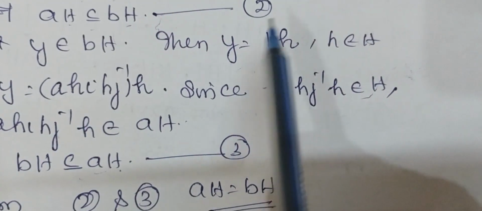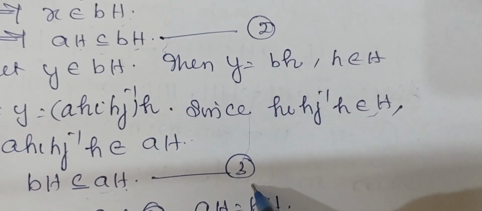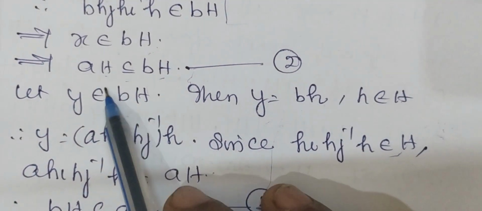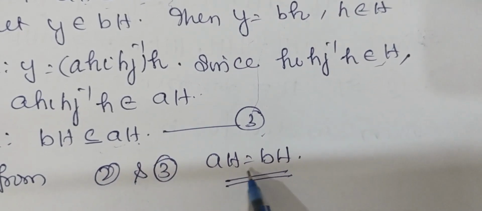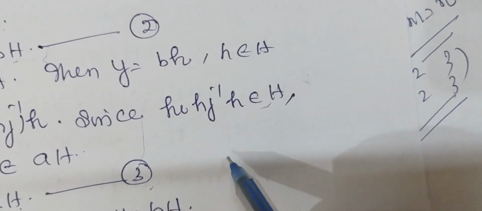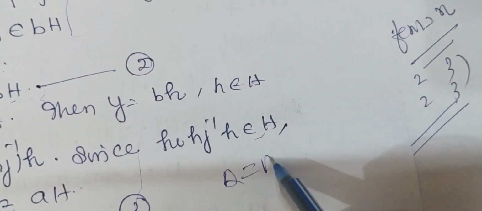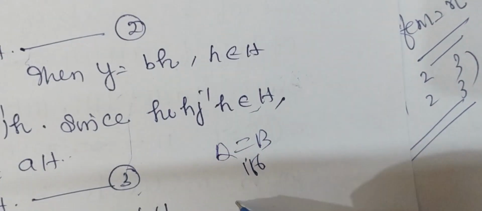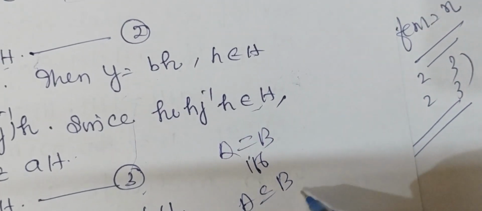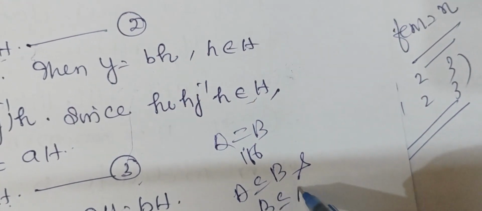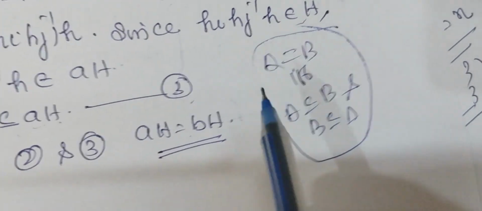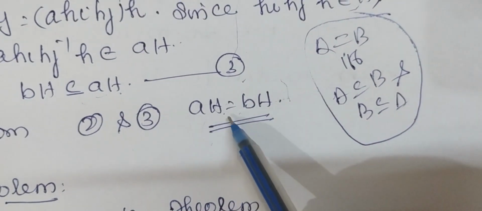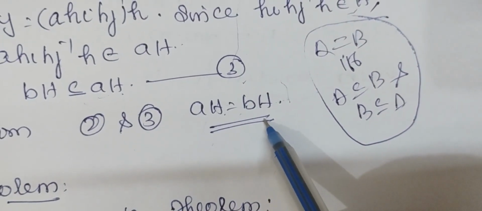That means from these two equations, 2 and 3, aH is contained in bH, and bH is contained in aH, so aH is equal to bH. Two sets are equal if and only if A is contained in B and B is contained in A. That is a rule. So by this rule we can prove aH is equal to bH. So this is the theorem.